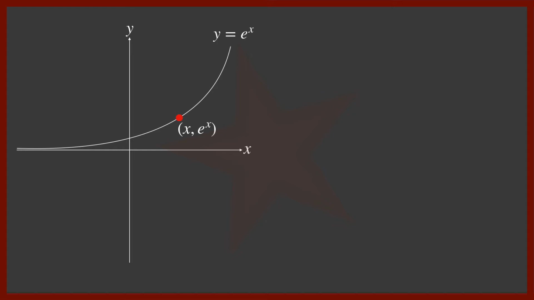Let's start by plotting 2 points on the graph. The first one is where x is equal to x, and y is equal to e to the x. Our second point is where x is equal to x plus h, and y is equal to e to the x plus h. h is 0.000 recurring 1, so it's extremely small and close to 0.